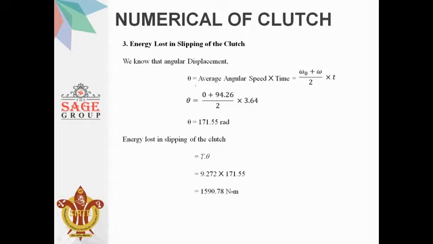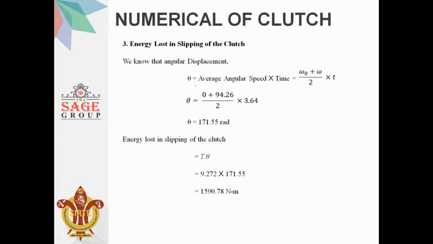Now, we have to find the energy lost in slipping of the clutch. We know that the angular displacement theta is equal to average angular speed into time. So, average angular speed is (omega 0 plus omega) by 2, because omega 0 and omega are the angular speeds, into t. So, omega 0 is 0, omega is 94.26 upon 2 into 3.64. That means our angular displacement theta is equal to 171.55 radians.